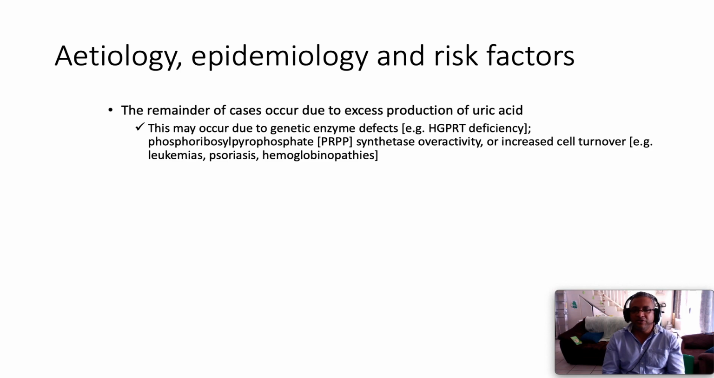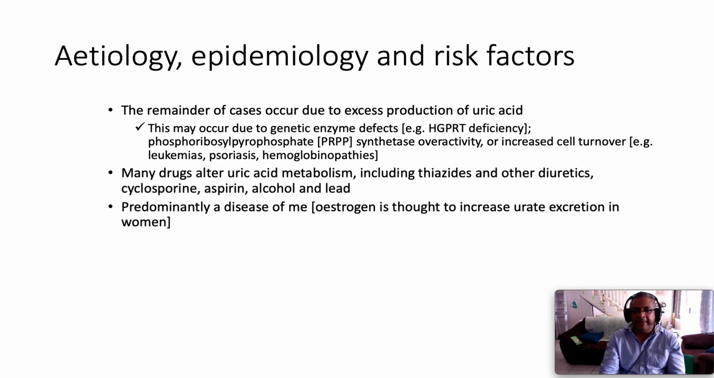This may occur due to certain genetic enzyme defects like what we call HGPRT deficiency or phosphoribosyl pyrophosphate PRPP synthetase overactivity or increased cell turnover. Example, leukemias, psoriasis, and hemoglobinopathies. Many drugs also alter uric acid metabolism, including thiazides and other diuretics, cyclosporin, aspirin, alcohol, and lead.